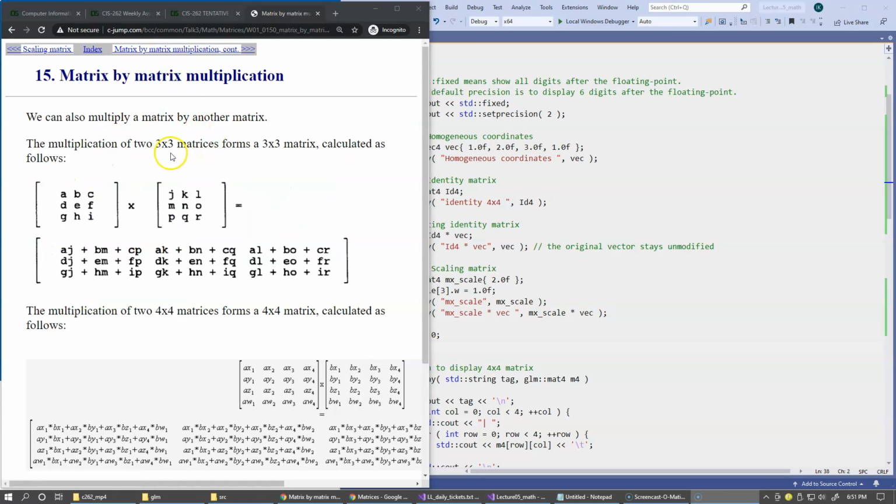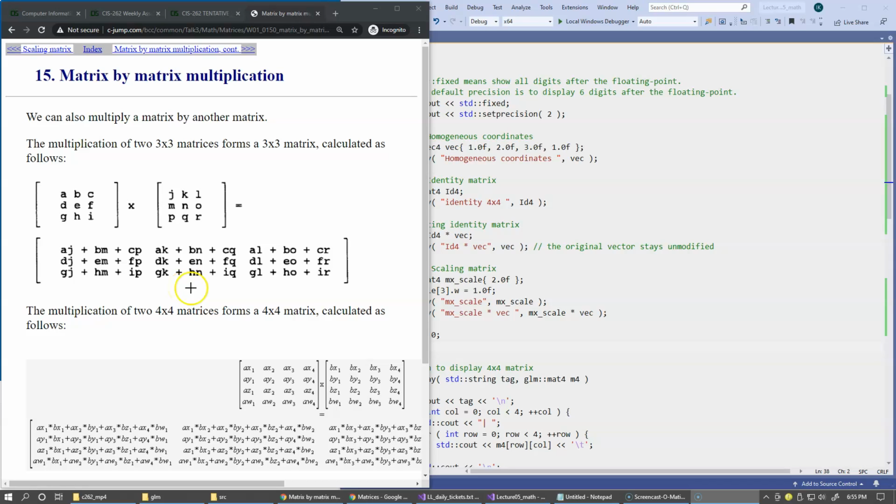We can also multiply one matrix by another matrix. So this is an example of multiplication of two 3x3 matrices, and the outcome is that we have another 3x3 matrix which is formed by the corresponding multiplication of row components by column components, and then we add them together to create new components for the resulting 3x3 matrix.